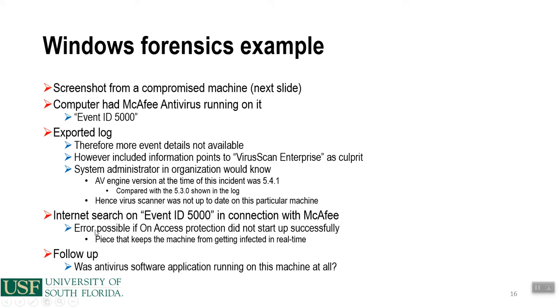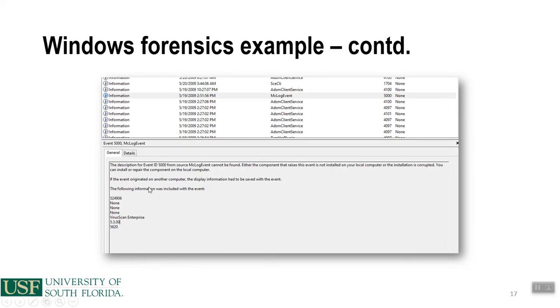So, an internet search of event ID 5000 in connection with McAfee says the error is possible if on-access protection did not start up successfully. And this is the piece that keeps the machine from getting infected in real time. So the follow-up that the system administrator can do is, was the antivirus up to date? Or was the antivirus application running on this machine at all? So these are the types of things that a systems administrator can do to break down exactly what happened within a particular attack and make sure that this doesn't happen again. So you can see here the 5.3.0.